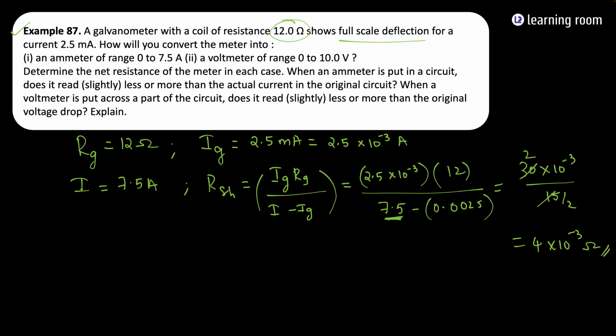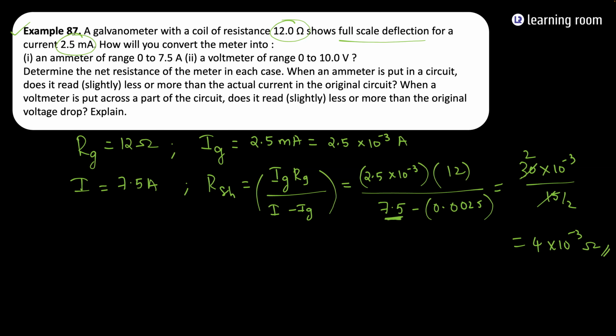So this is one such approximation you'll do for problems based on conversion of a galvanometer to an ammeter. But you need to look at the value; don't do it for every problem. Mostly Ig will be very small because it's a sensitive device. Even for a small current, it shows full scale deflection. That is why for 2.5 milliampere itself, it shows a full scale deflection.